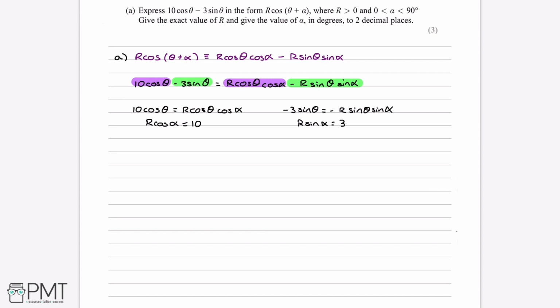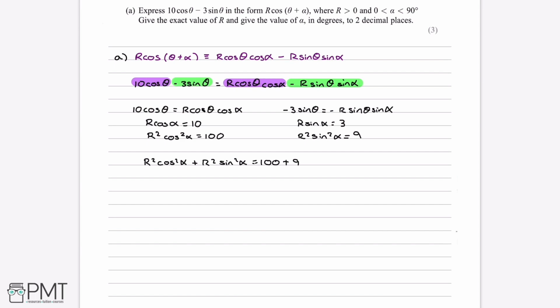So now we have both of these, what we can do, and we can see why in a minute, is square both of these. So r squared cos squared alpha is equal to 10 squared, which is 100, and r squared sin squared alpha is equal to 3 squared, which is 9. What we can now say is that r squared cos squared alpha plus r squared sin squared alpha is equal to 100 plus 9, because the two right-hand sides added up must be equal to the two left-hand sides added up. So this has to be true.